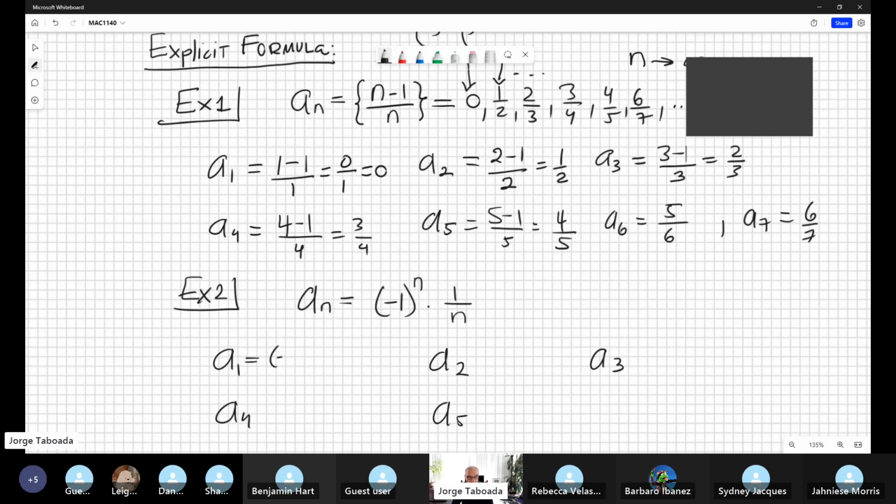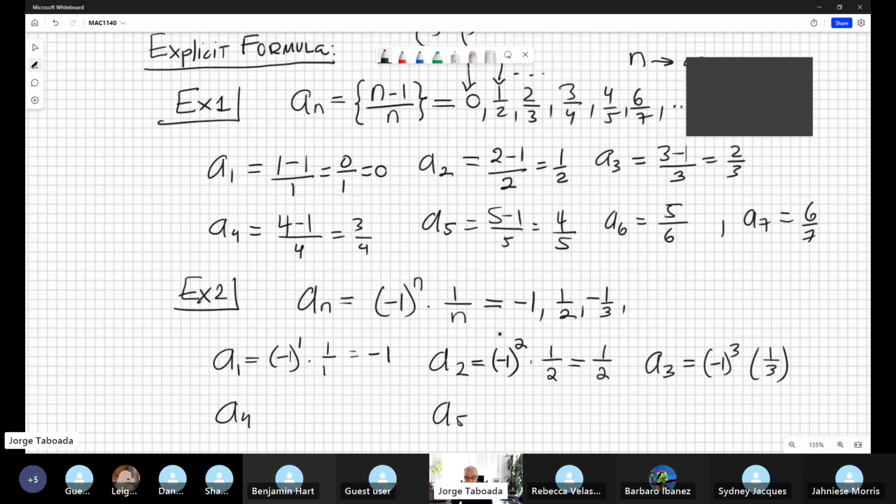For n equal 1, it's negative 1 raised to the 1 power times 1 over 1, because I assume that n is equal 1. Negative 1 to the 1 power is negative 1, and negative 1 times 1 is negative 1. So the first element in this sequence is negative 1. And the second is negative 1 squared, power 2, times 1/2. It's different, because when you raise negative 1 to an even exponent, the answer is positive 1. So actually it's positive 1/2. Then negative 1 to the cubic power times 1/3, so it's comma, negative 1/3.